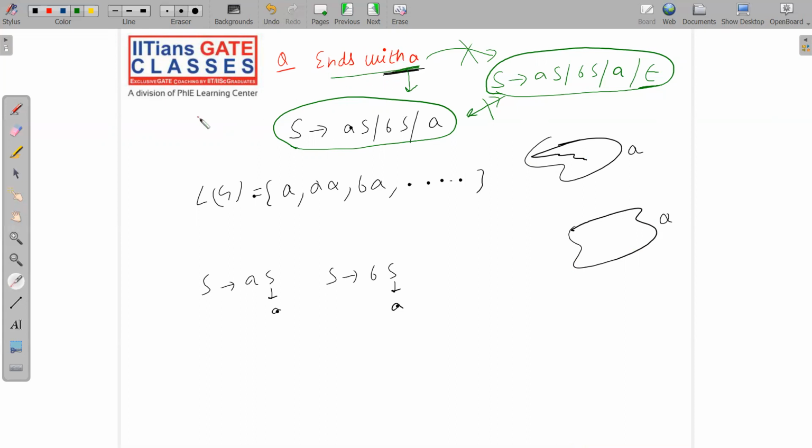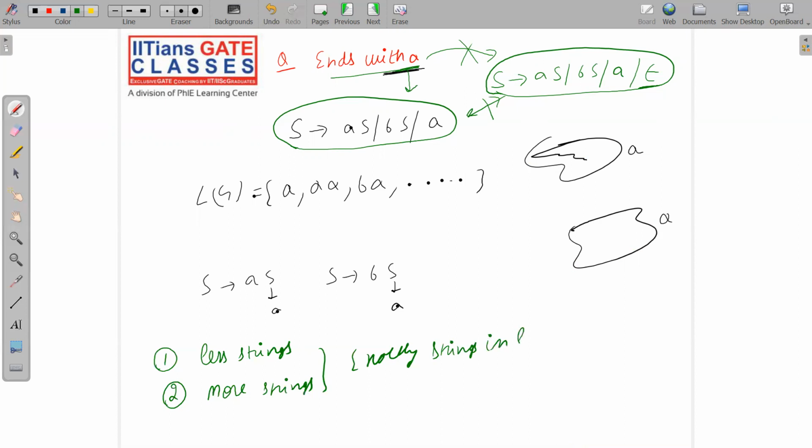I just want to convey a small message: you cannot generate fewer strings, and you cannot generate more strings. You have to generate exactly the strings in the language only. Exactly the strings in the language. So this grammar is not for this language.